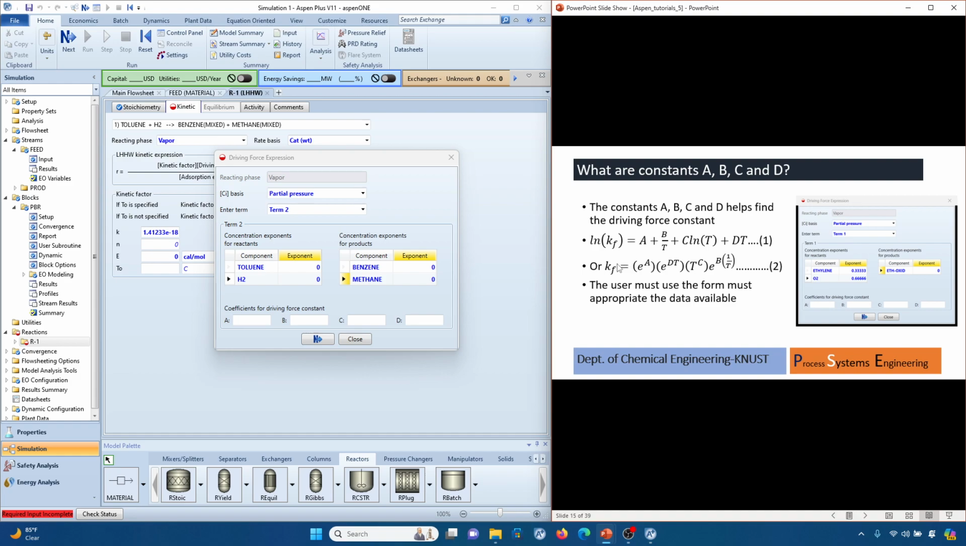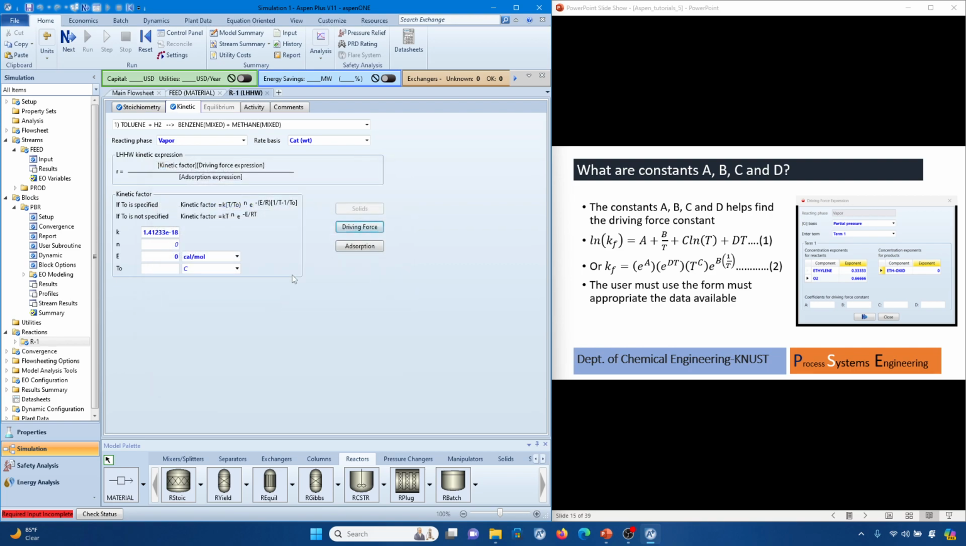And in order to make KF 0 in this case, we would need to specify a large negative value for A, because the exponential function approaches 0 as the argument approaches negative infinity, right? So we could just do that by specifying a large negative value for A, and that should do. If we've done this, we can just go next.